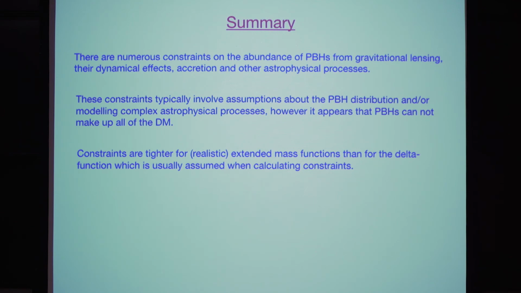The other thing to bear in mind is that the constraints seem to be tighter for these realistic extended mass functions that you expect from models of inflation, whereas the constraints you usually see are calculated assuming a delta function. So, bottom line, primordial black holes could be some fraction of the dark matter, but at the moment it looks difficult, though possibly not ruled out, for them to be all of the dark matter, in particular in this multi-solar mass region.